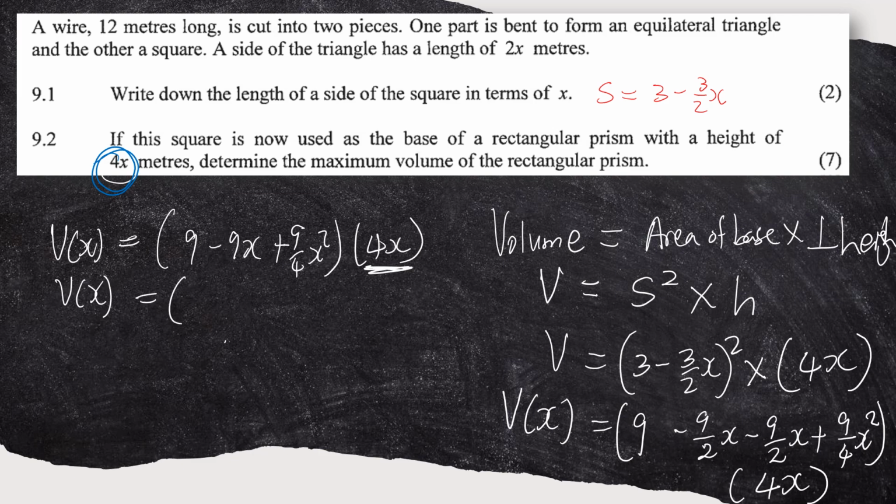So 9 times 4 is going to give us 36. So we have 36x, then minus 36x squared. Then we have 9 over 4x squared, which is multiplying 4x. 4 and 4 will cancel. Then you'll be left with 9x cubed. So that is your expression now of the volume in terms of x.